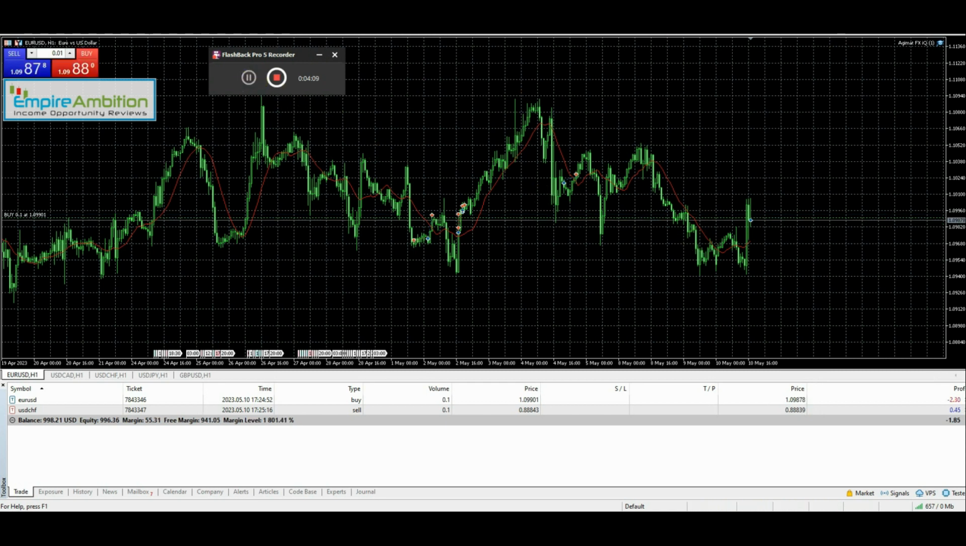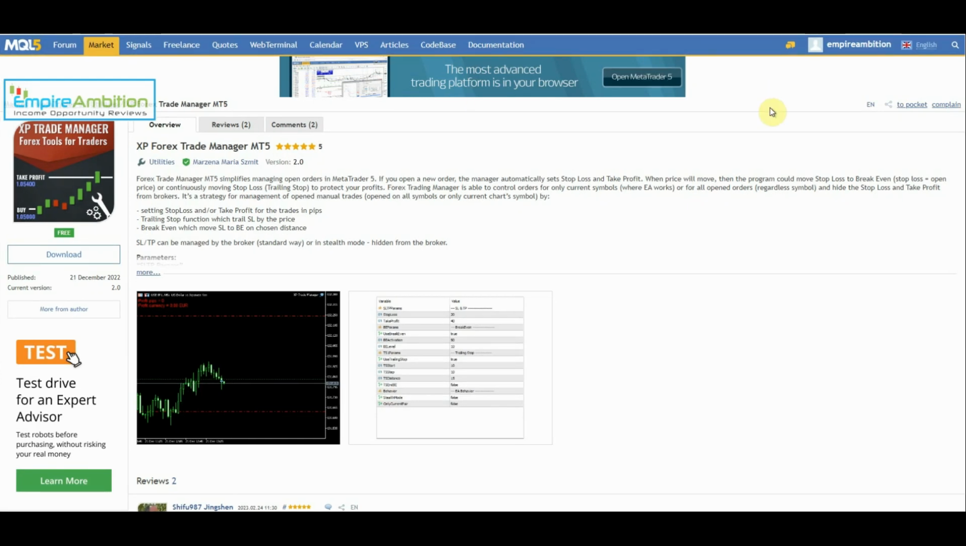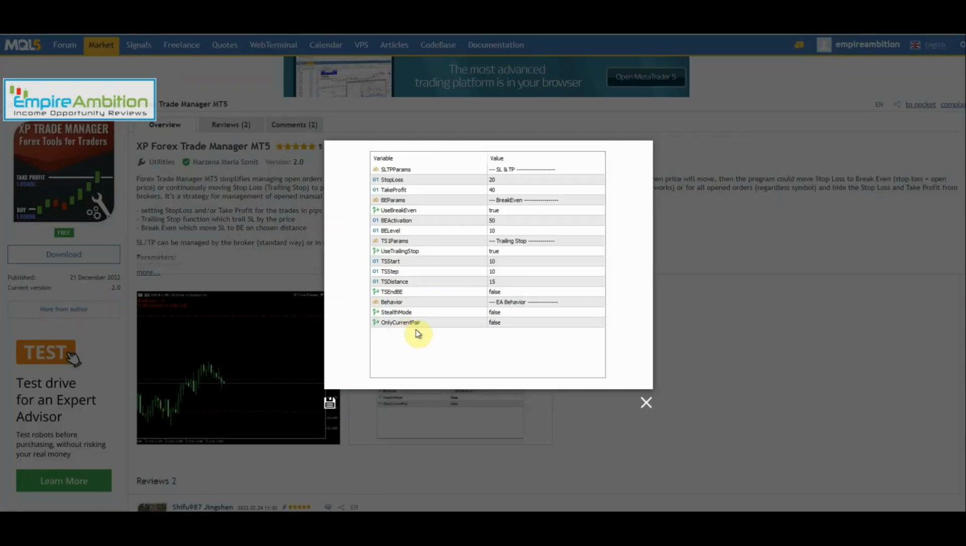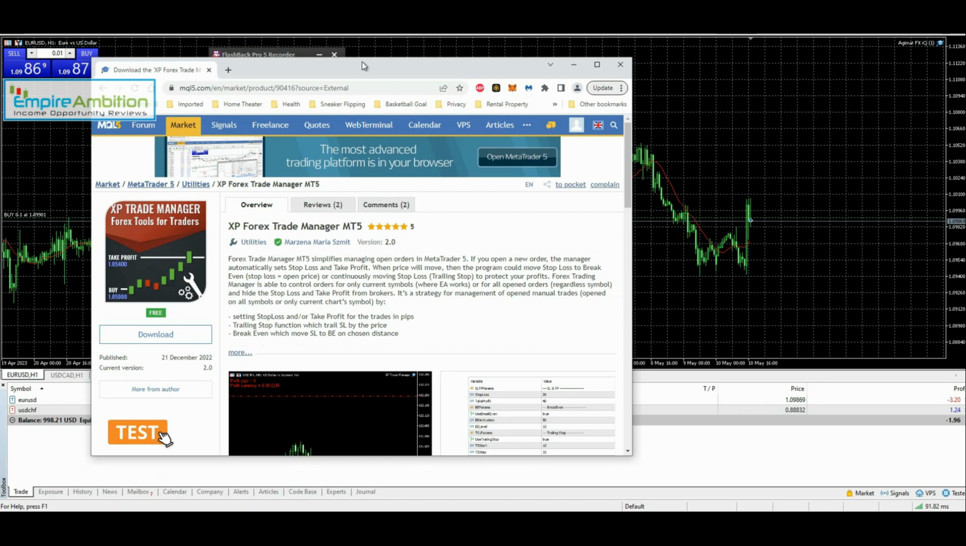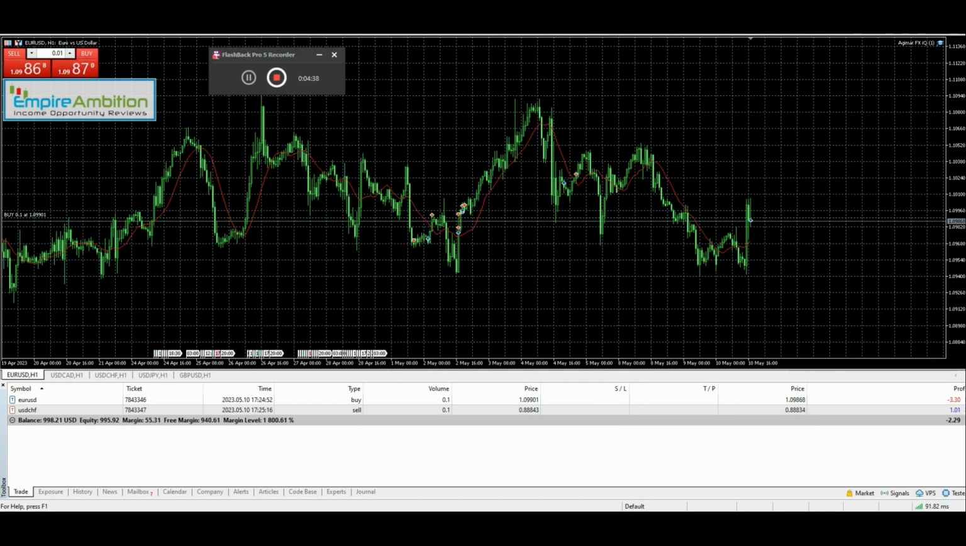All right, folks, I just double checked on that, and it does look like, indeed, XP Forex Trade Manager for MT5. So they do have it there as well. And we can see here, you can set your stop loss. You can set your take profit if you want to use one. Use break even, set to true there. Trailing stop, set to true. Start. So yeah, it looks like it could definitely be beneficial. So if that's something you guys want to look into, you can definitely do that. Might make it a little bit easier.